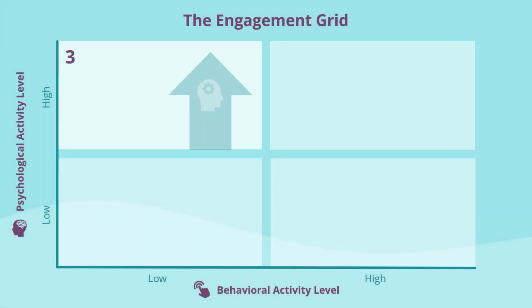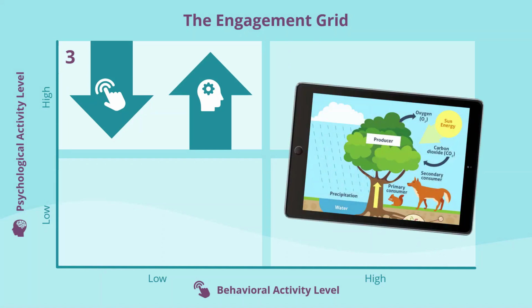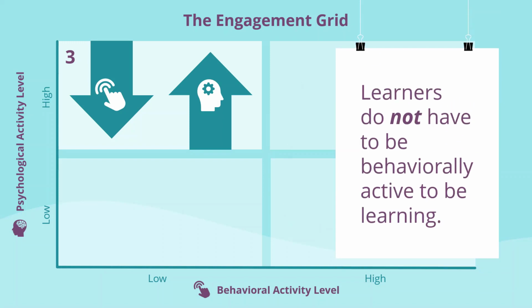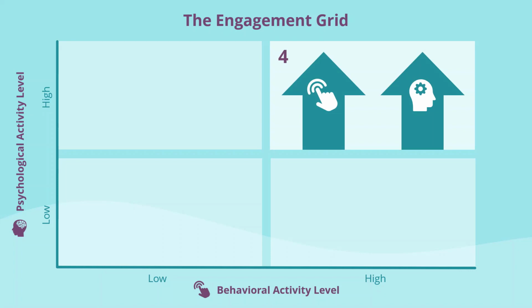Quadrant 3 is mentally active with low behavioral activity. This includes relevant graphics and examples. Contrary to popular belief, learners do not have to be behaviorally active to be learning. If you don't believe me, try convincing me that you didn't learn anything from this video. Ha, nice try. Finally, quadrant 4 is both mentally and behaviorally active.